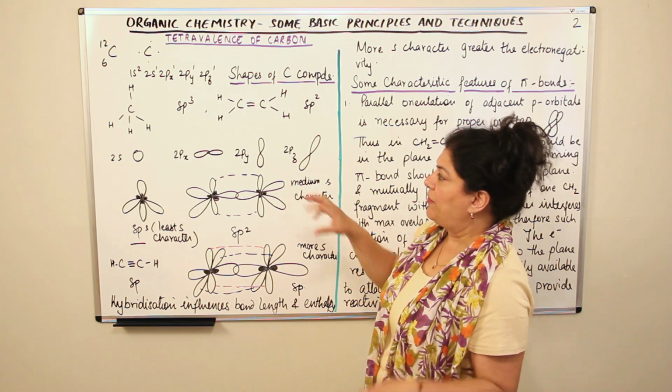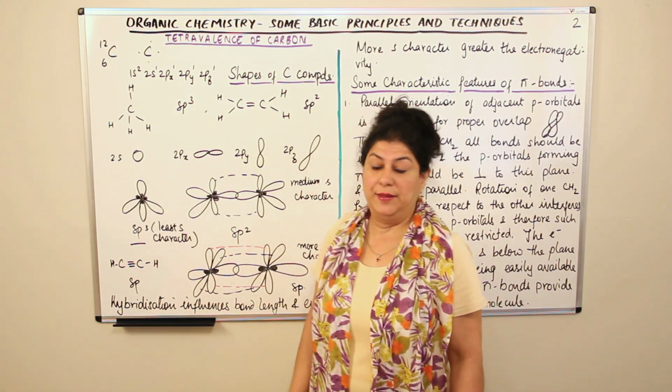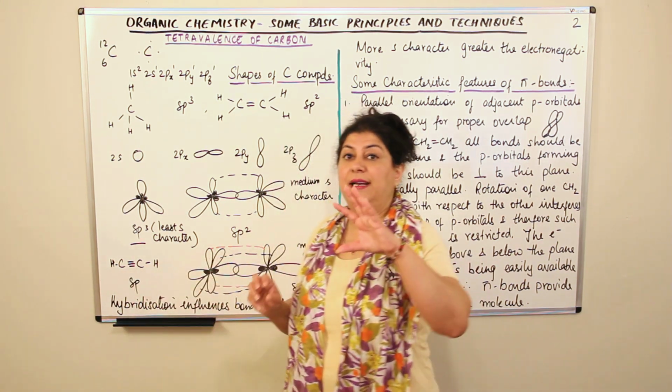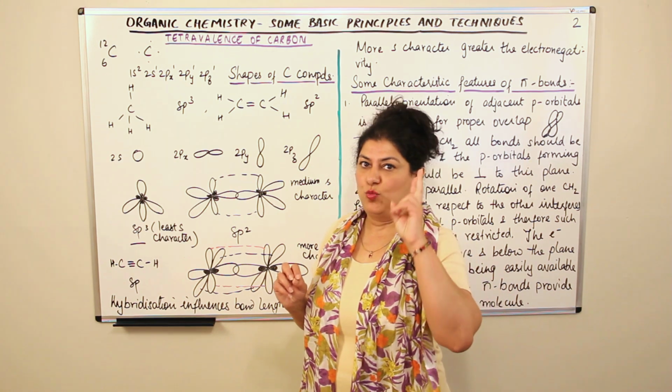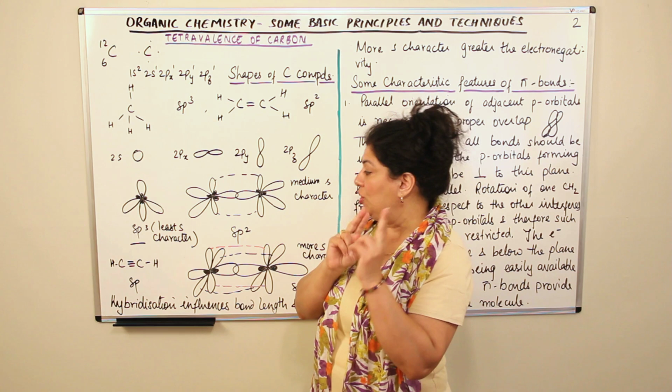And the third type of hybridization would be the sp hybridization, as is seen in ethyne. In ethyne, it is C2H2. The carbon in ethyne has only sp, one s, one p. So 50% is s, 50% is p. There are only 2 orbitals.